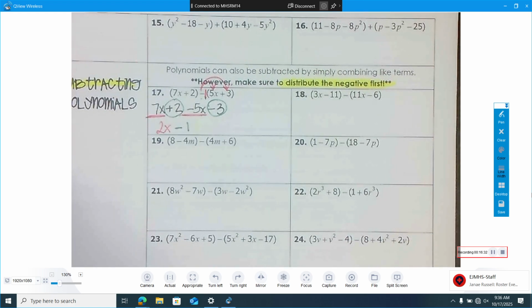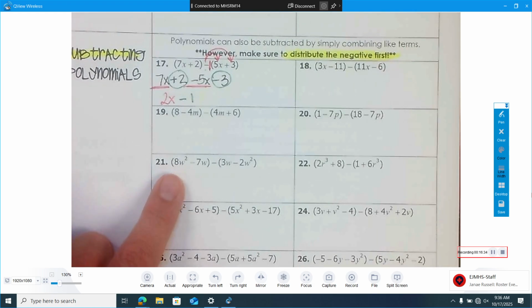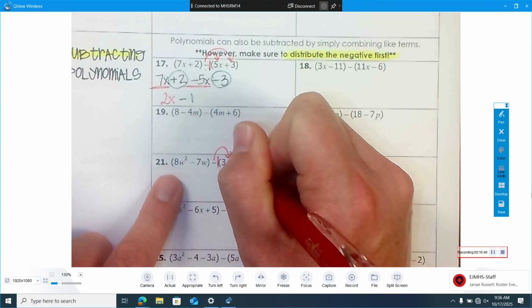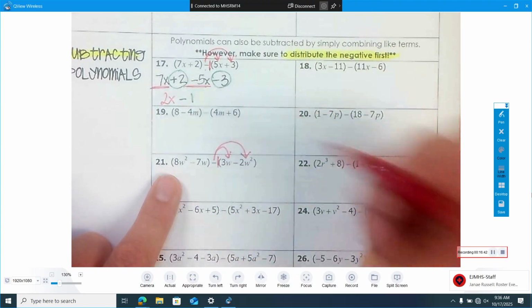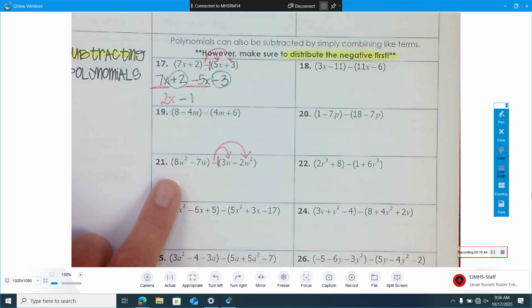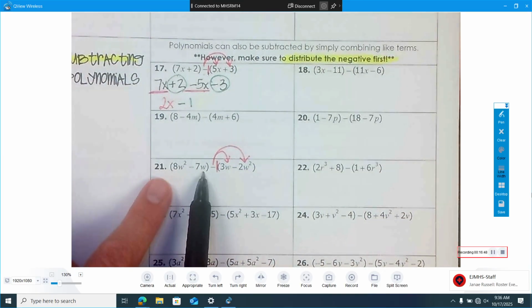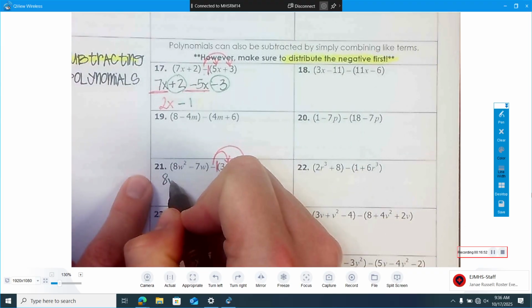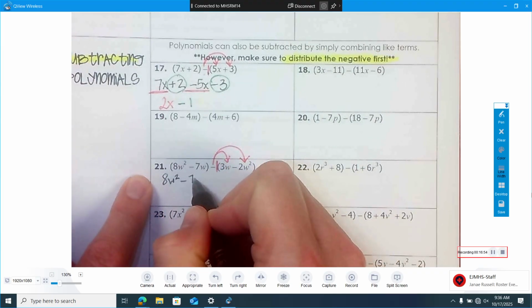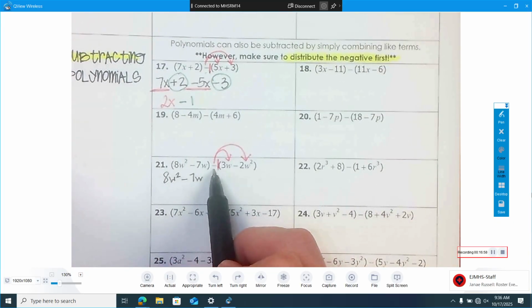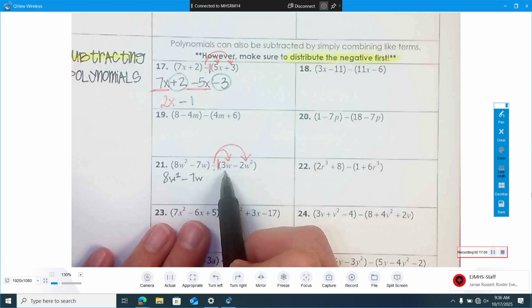All right. Let's look at 21. What do I have to do first? Distribute the negative. Here's this negative that we're subtracting. We need to send that to both things. What happens with the first set of parentheses here? Do we have to do anything special? Drop the parentheses. 8w² minus 7w. But back here we have a negative times 3w. What's that do?